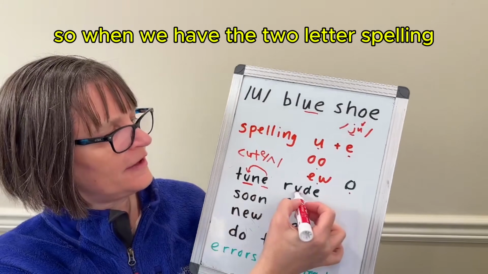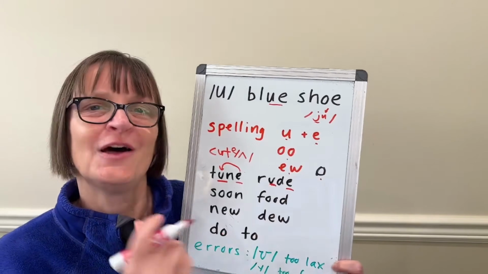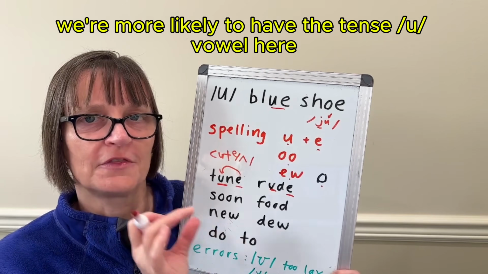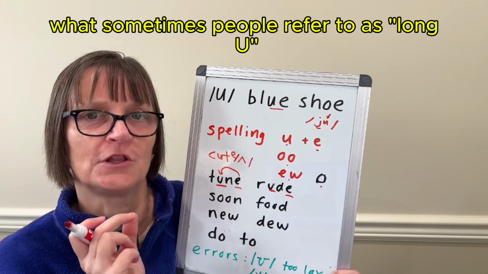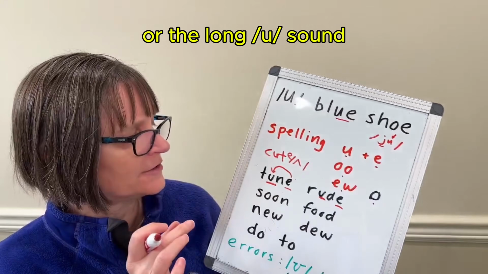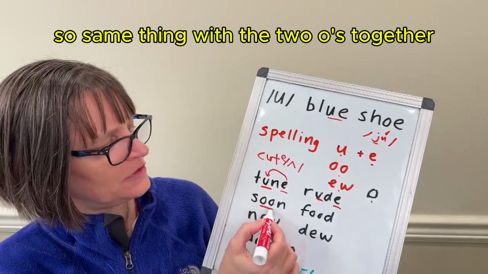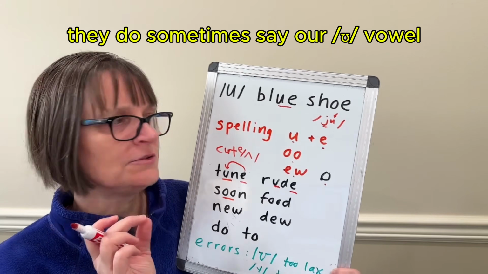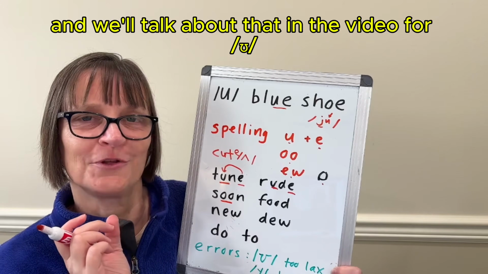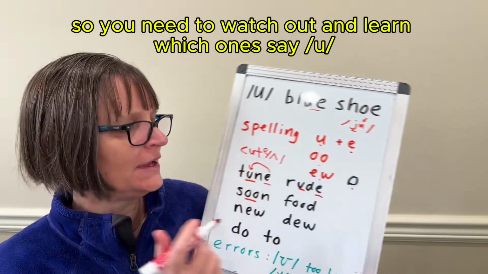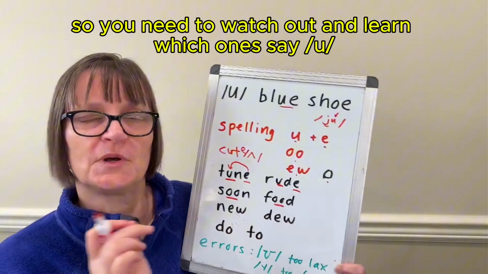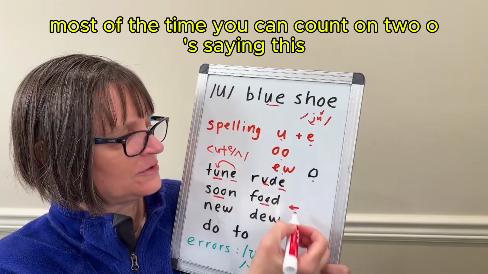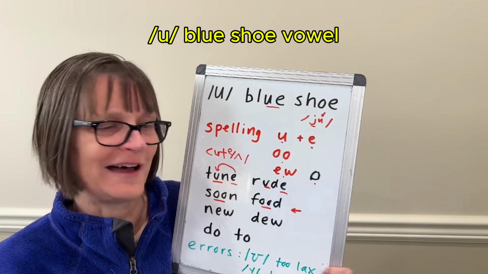So when we have the two-letter spelling, we're more likely to have the tense oo vowel here, what sometimes people refer to as long U or the long oo sound. So same thing with the two O's together. Most often they'll say oo. They do sometimes say our ʊ vowel, and we'll talk about that in the video for ʊ. So you need to watch out and learn which ones say oo. Most of the time you can count on two O's saying this oo, blue, shoe vowel.